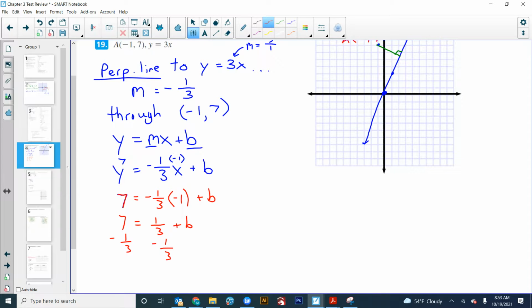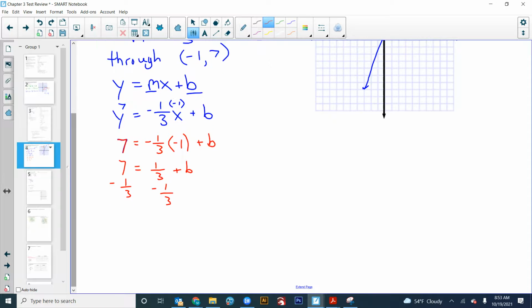And Alana, did you go to decimals here? Or did you write it as a fraction? Or did you get stuck at that point? I just wrote it as, I don't think I did it right.